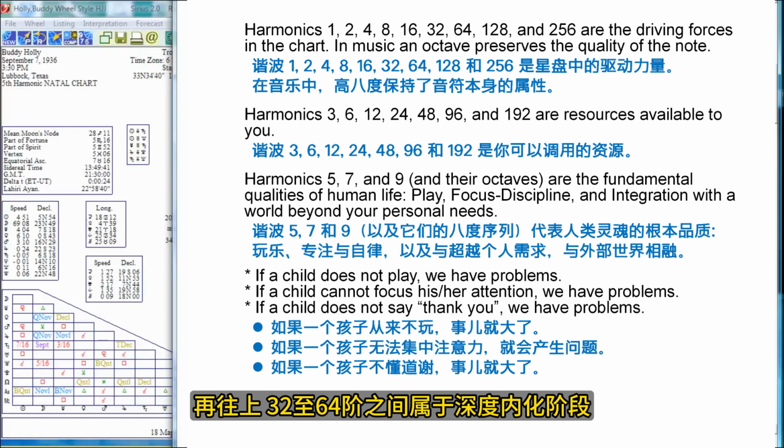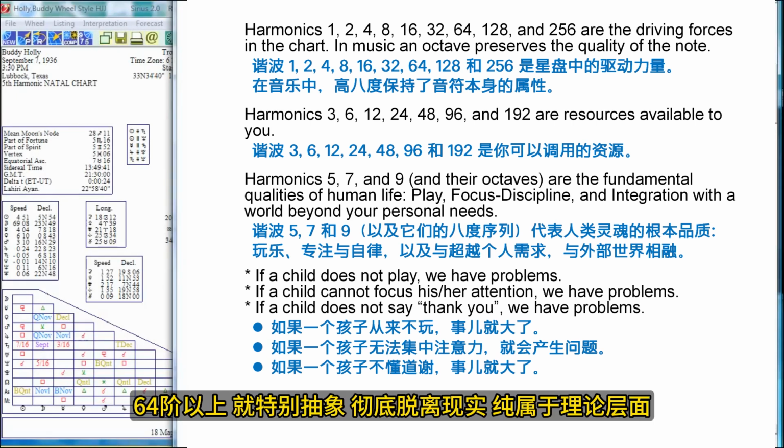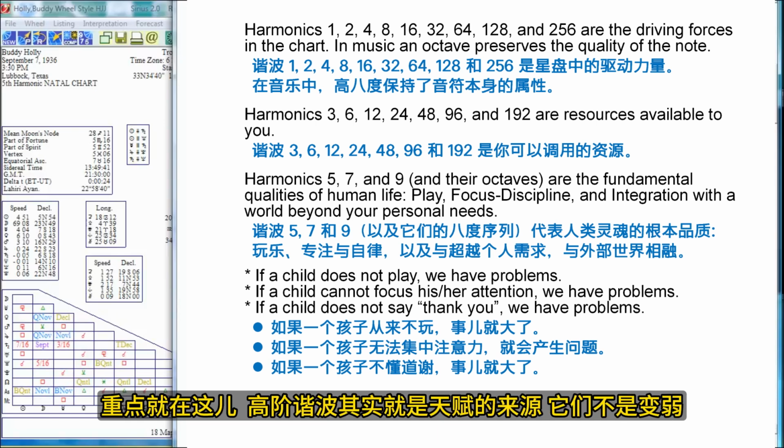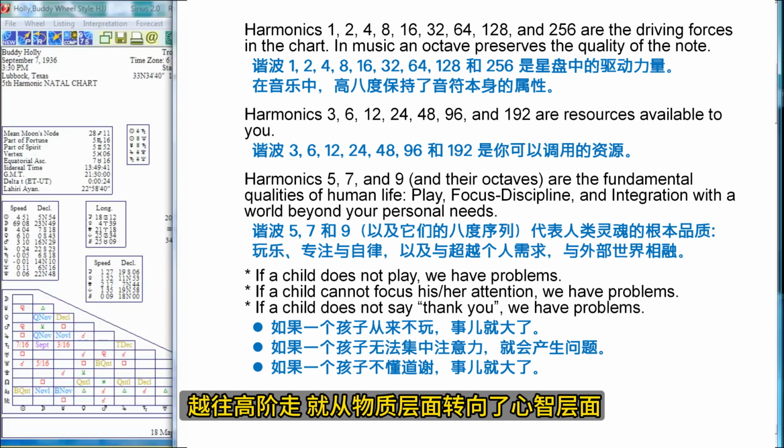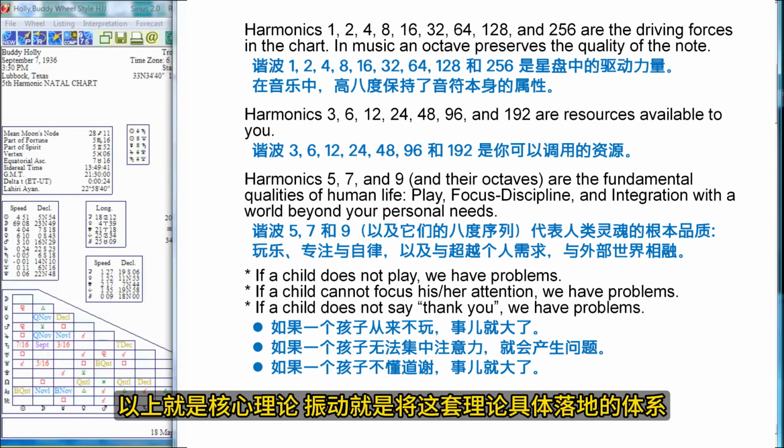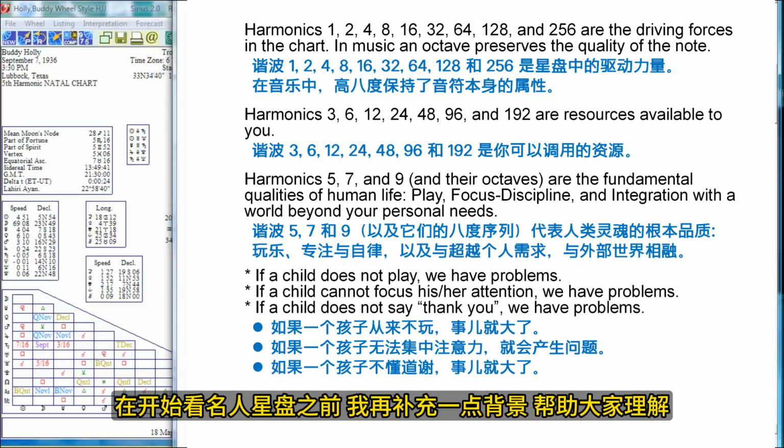And then above 32, it's very internal, and above about 64, it becomes much more abstract, just the pure thought of something. So that's what happens. And these high harmonics actually give talent. They don't become weak, they become less physical and more mental as we go into the higher harmonics. That's the theory. I'm giving you a little more background about how this harmonic theory works in what we call vibrational astrology, a particular system of applying this idea of harmonics, before we start looking at actual charts of people and seeing how all these ideas apply.